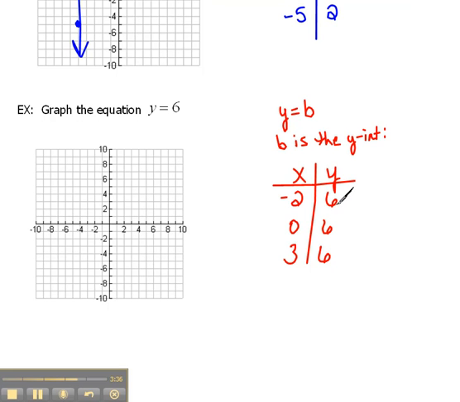So let's plot those and see if we get a horizontal line. -2, 6 would be right there. 0, 6 would be right there, and 3, 6 would be right there. So you can see that we have a horizontal line crossing through the y-axis at 6. There again, that's another way of looking at this. We have an equation that only has one variable. So we could plot this much easier by saying we cross through the y-axis at 6. So the equation is a horizontal line.